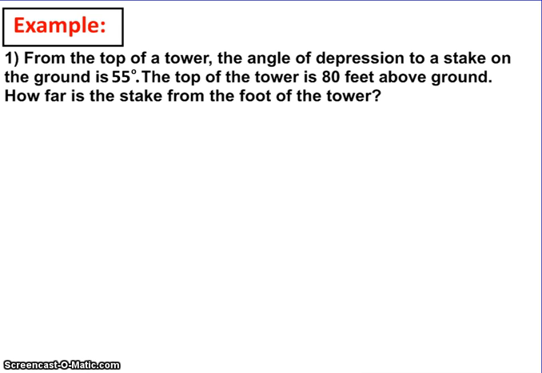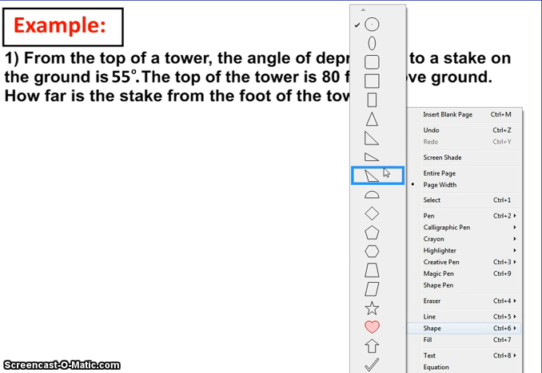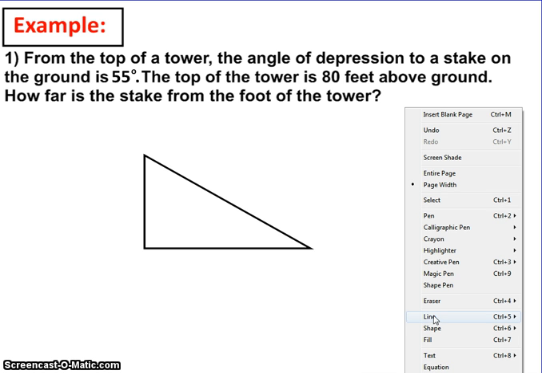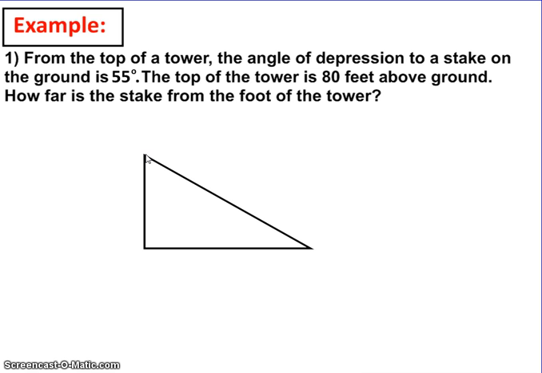Alright, so from the top of a tower, the angle of depression to a stake on the ground is 55 degrees. So the first thing I noticed is that I said angle of depression. So I need to get a shape. Let's do a triangle. And then the angle of depression, so I'm going to create a line, the normal horizontal viewing line. And then I look down at an angle of 55 degrees. So the stake on the ground is here, something that's dug into the ground.